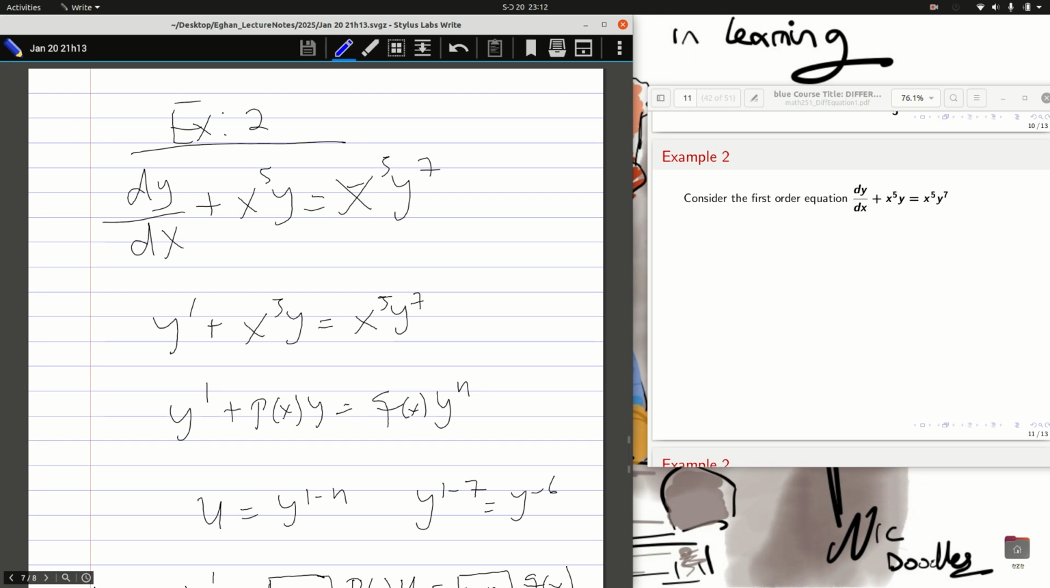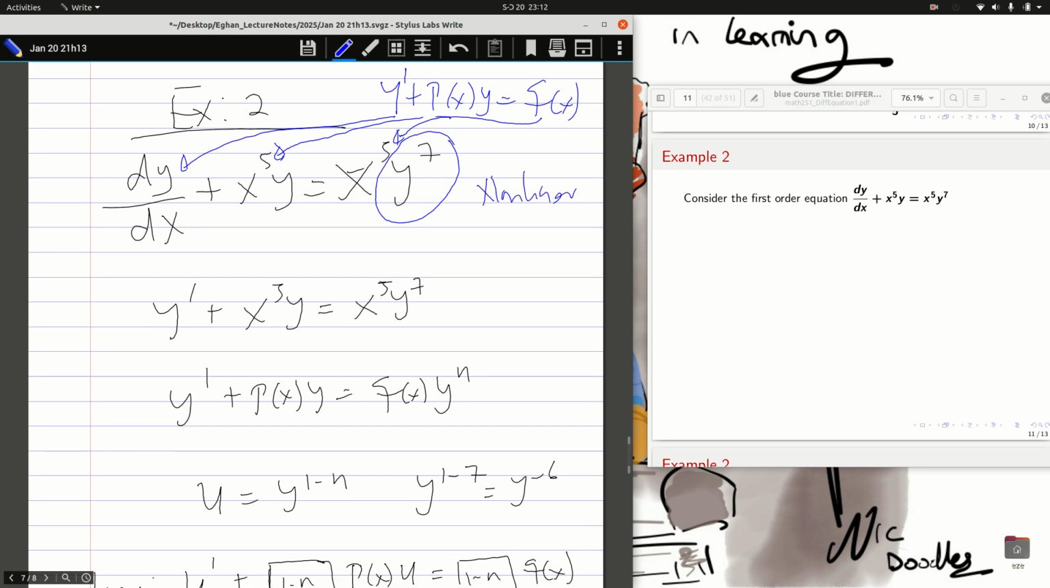By default, you should know that this will not be separable, it will not be homogeneous, it will not be linear. Why? Because I have an extra term here. Your linear form is y prime plus p of x y equal to k of x. I have the y prime here. I have p of x as x to the power 5, but I have k of x here with an extra term y to the power 7. So this is nonlinear. And because of the form, it is a Bernoulli.